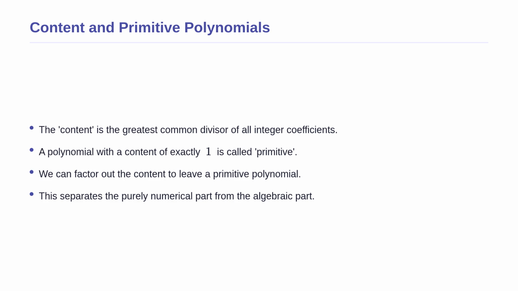We can always factor out the content from any polynomial to leave behind a primitive polynomial. This clever step allows us to completely separate the purely numerical part of the polynomial from the algebraic part, making our factorization process much easier.